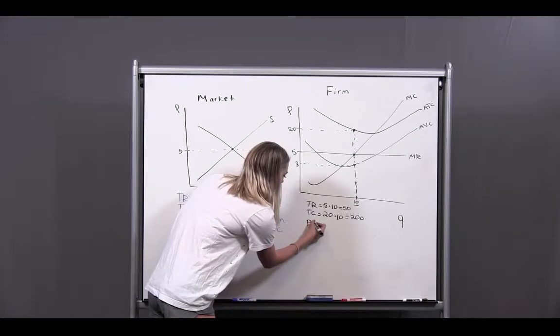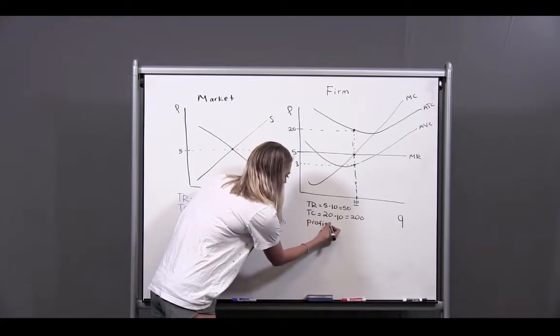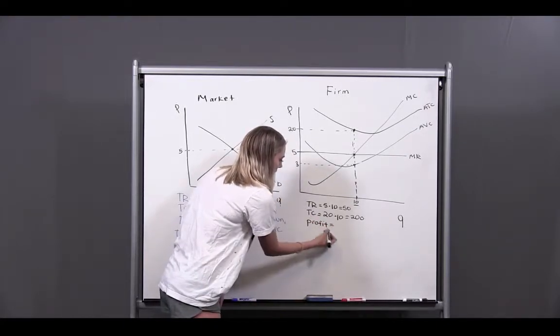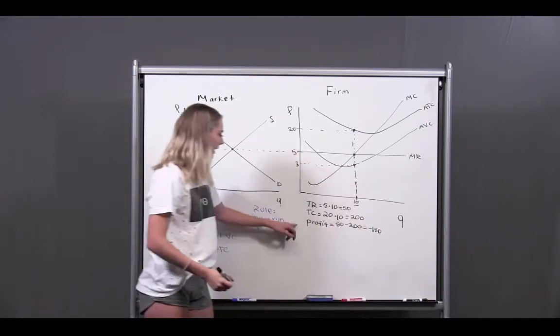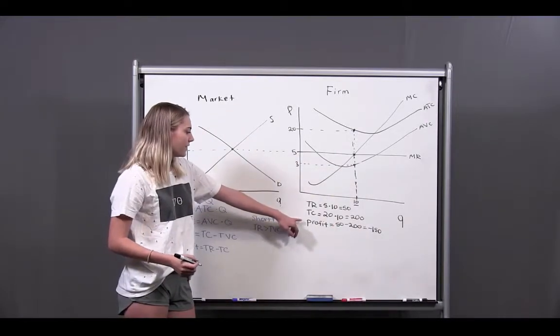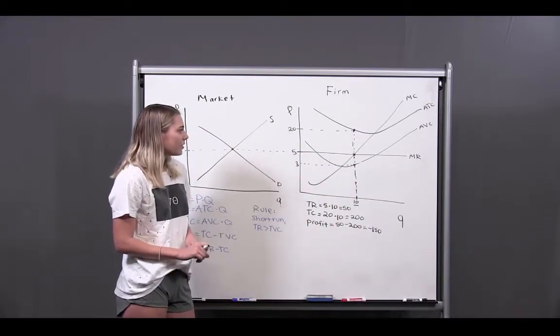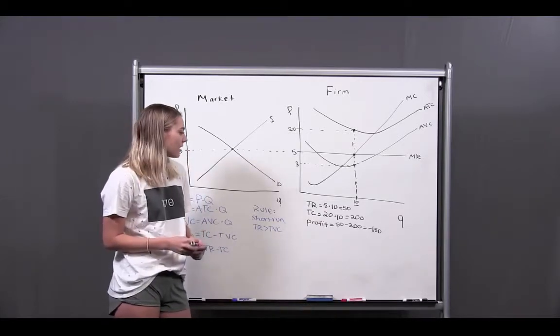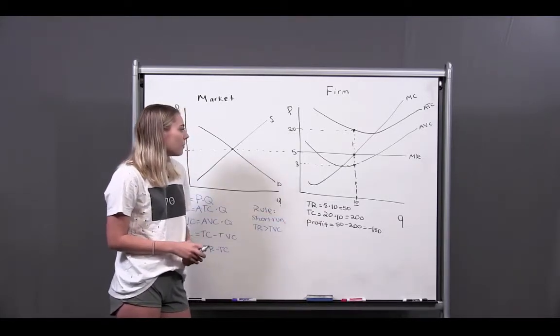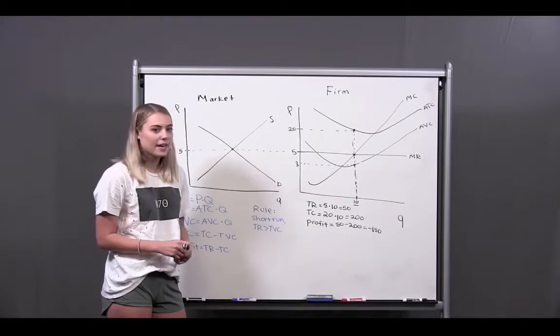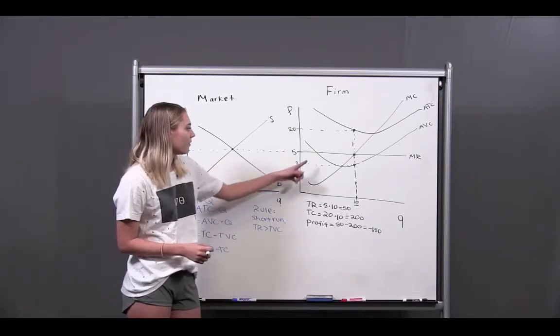And now we can find the loss associated with this. So profit equals total revenue minus total cost. So again, this firm is losing $150. So that tells us they're making a loss, and that loss is equal to $150. But we need to see whether or not this firm would stay in the market in the short run based on their variable cost curve.